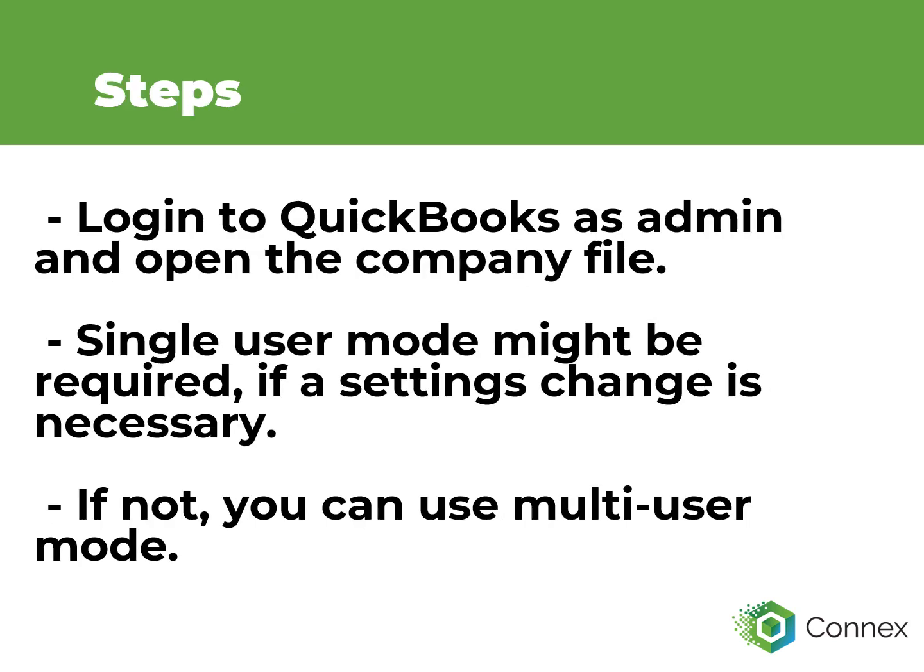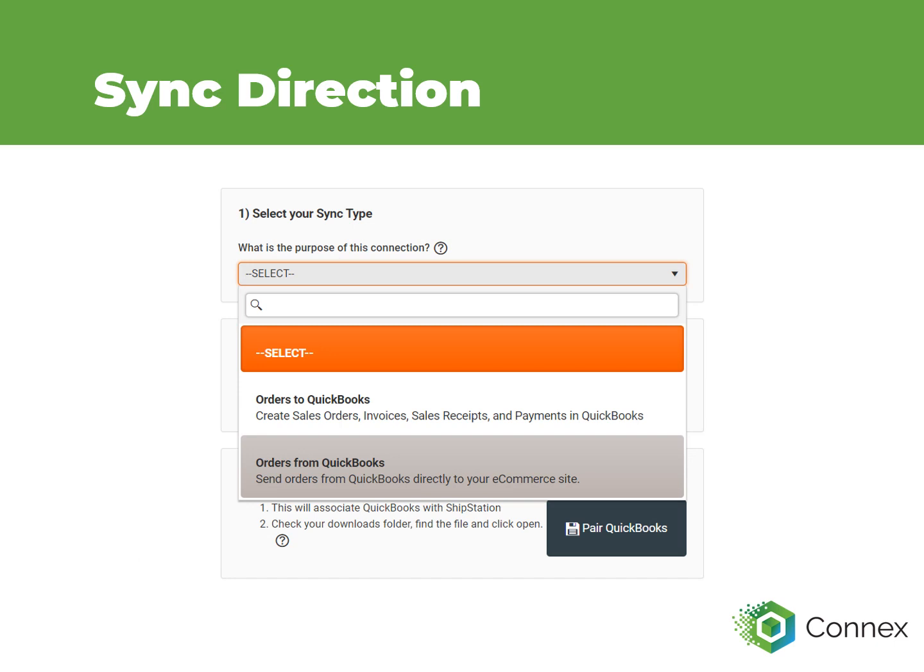You'll first want to log into QuickBooks as the administrator and open the company file. I recommend using single user mode because you may need to adjust a QuickBooks setting. If not, multi-user mode would work. On this page, Connex will ask you to choose a sync direction, and for this demonstration I'll choose the orders from QuickBooks. Next I'll choose Pair QuickBooks and I will receive a pairing file that is light green. I will double click it and in about 10 to 15 seconds a box will appear, and I'll show you that on the next slide.